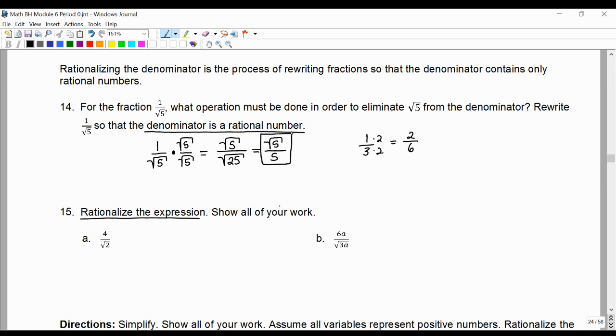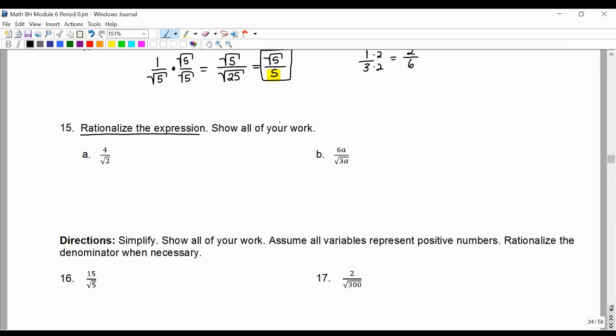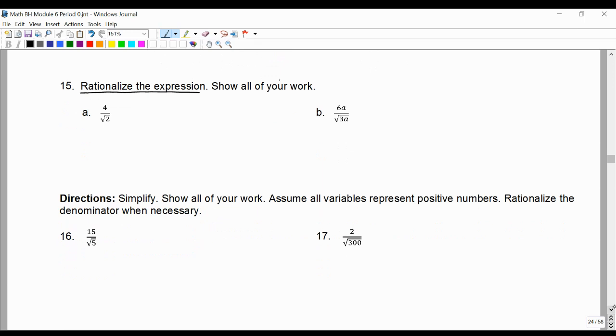Even if you think the previous answer looked better, this one's considered simplified because the denominator is now a rational number, it does not have a square root. We're going to try this a couple more times. I'm going to pick one that has a variable. So let's look at B. Currently, there's no simplifying that can be done. This is a dead-end problem currently. 6a is done. Square root of 3a is simplified and done.